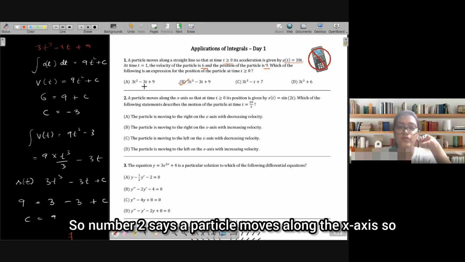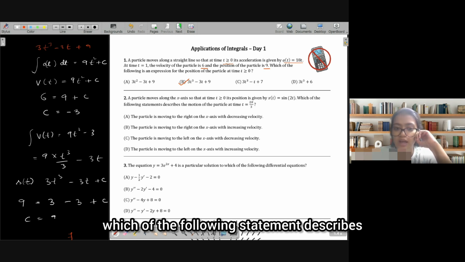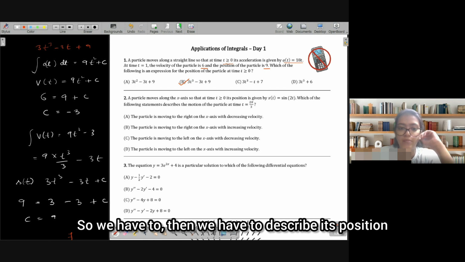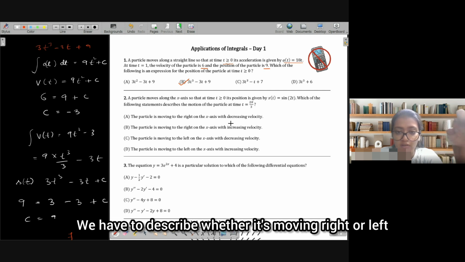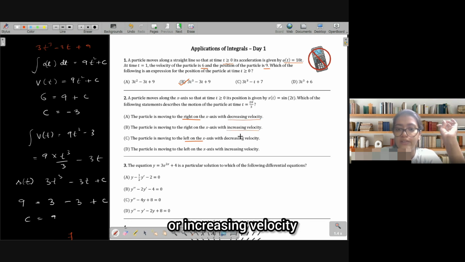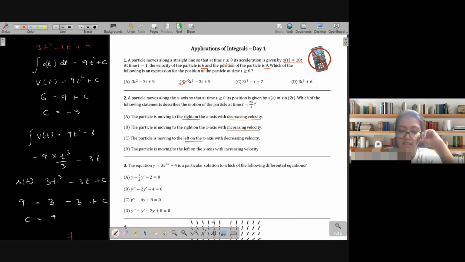Number 2 says a particle moves along the x-axis so that at time t greater than or equal to 0, its position is given by x of t equals sine t. Which of the following statements describes the motion of the particle at time t equals 2 pi over 3? We have to describe whether it's moving right or left and whether it's moving with decreasing or increasing velocity. So we need to find the velocity, the sign of the velocity.